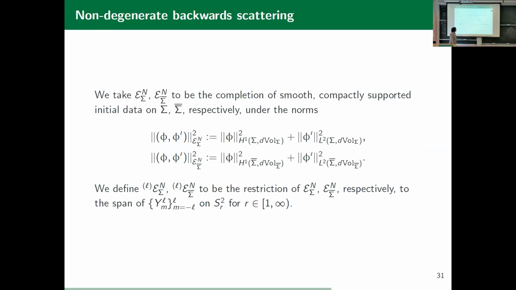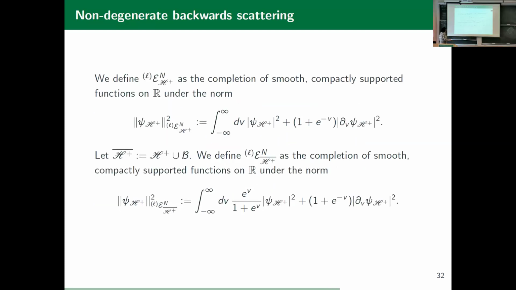Okay, so just some definitions. I'm going to define E sigma n and E sigma bar n to be the completion of smooth compactly supported data under the following norms. The norms are simply H1 on the initial value and L2 on the time derivative, but that's it. And then I take E sigma n L to be the projection of the space onto the span of YLM for a fixed L. Now I'm going to define norms on H plus. I'm going to address the question first when we're given something at H plus and we want to pair with something at Chi plus.